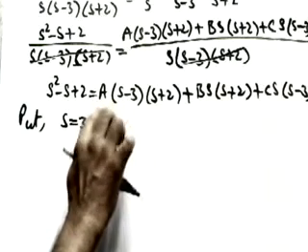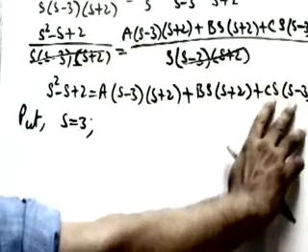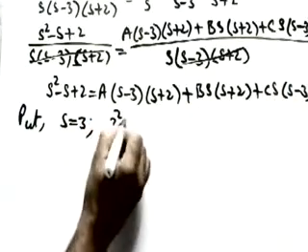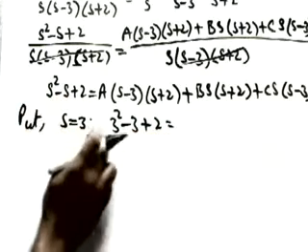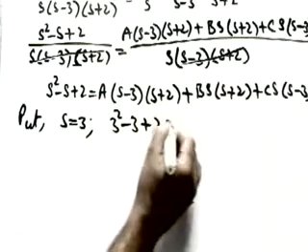First I'm putting s equals to 3. 3 minus 3 is 0. 0 into any number is 0. This whole will become 0. 3 minus 3 is 0. This whole will become 0. We'll get the value of b. Now s is 3: 3 square minus 3 plus 2. We kept the value of s as 3. This is 0. Whole 0 will become.